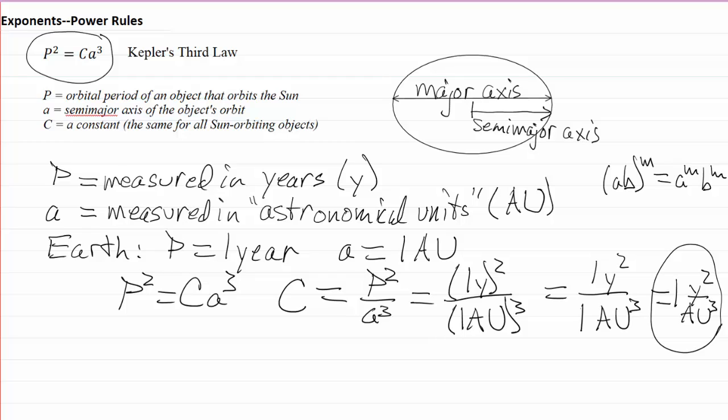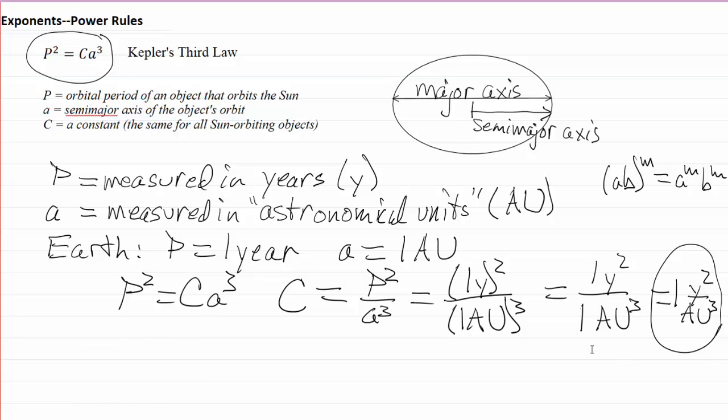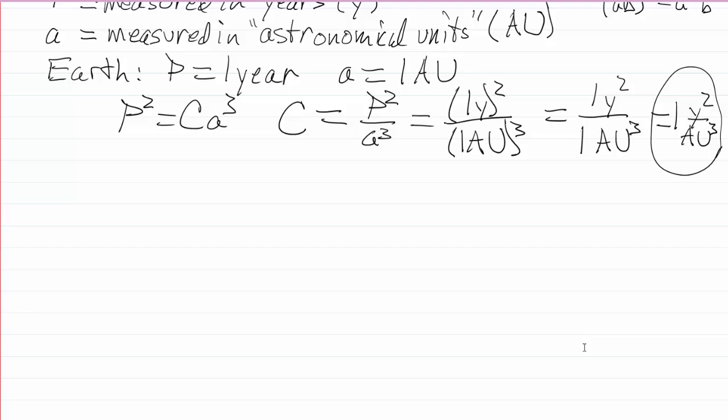We can use Kepler's third law to figure out the orbital period of something for which we know the semi-major axis. And let me show you how we can do that. The planet Mars has a semi-major axis, that's the lowercase a, equal to 1.52 astronomical units. And so I can figure out the orbital period of Mars from that.